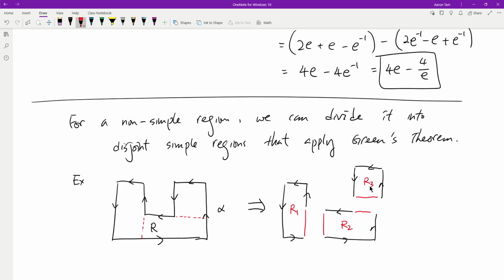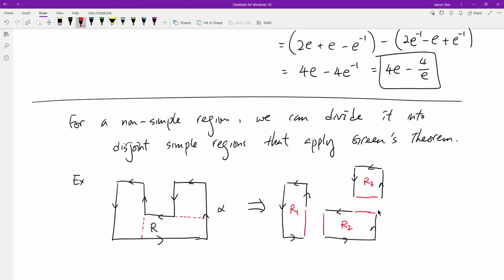The interesting thing about separating a region into smaller regions is the following. In order for it to actually work, I do have to add in some boundary. So if you look at the picture on the screen right now, the red curve, the red line, are what I have to add in to complete each of the regions. Otherwise, they would not be enclosed regions.